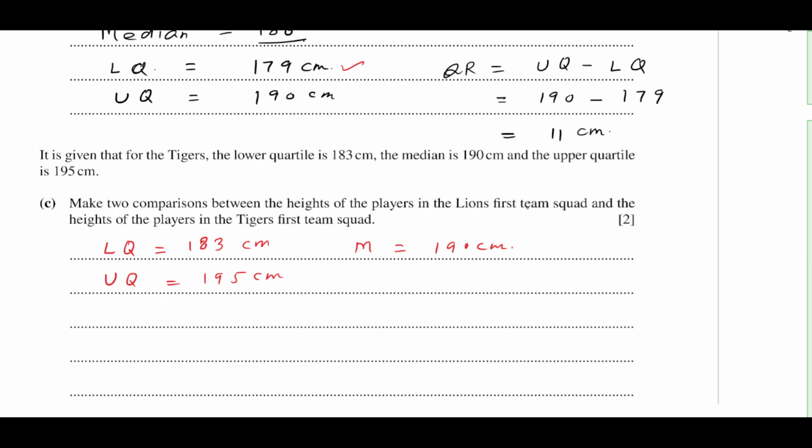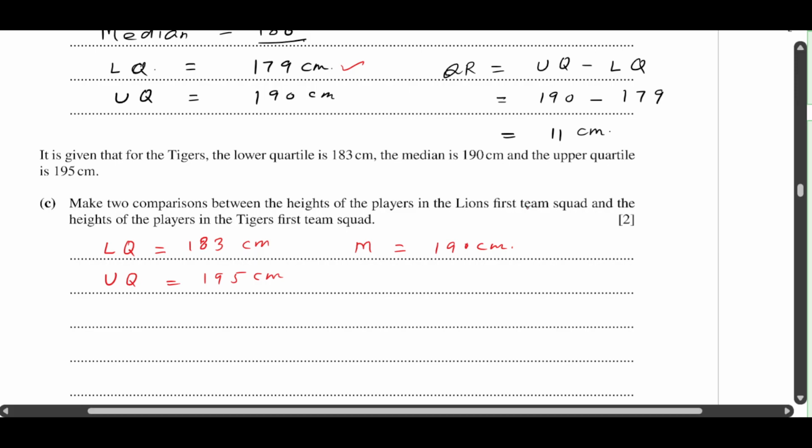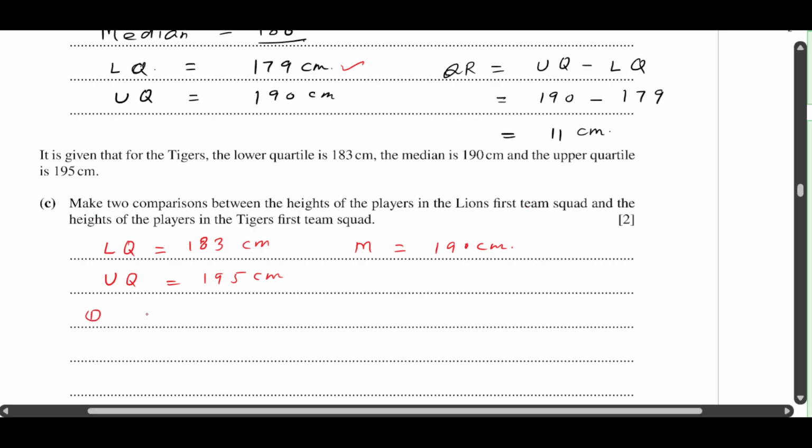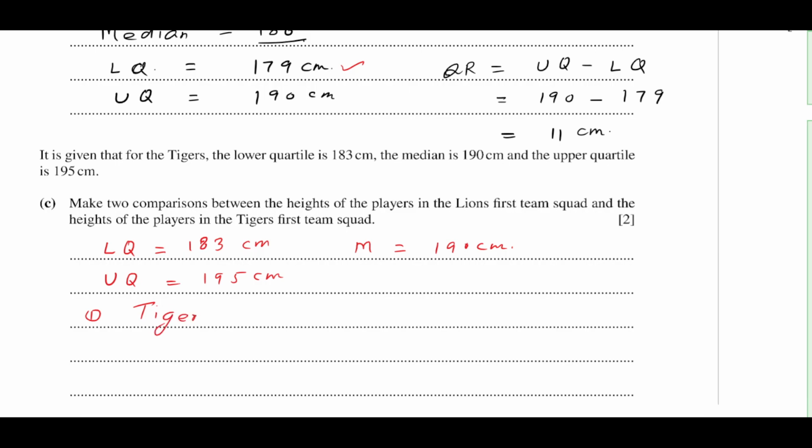So what conclusion will you draw from this? It is a 2 marks question, so two conclusions you must draw. The first conclusion is about the height of tigers. We can say that tigers are generally taller, or the heights of tigers are more. So the first conclusion I will say is tigers are taller.